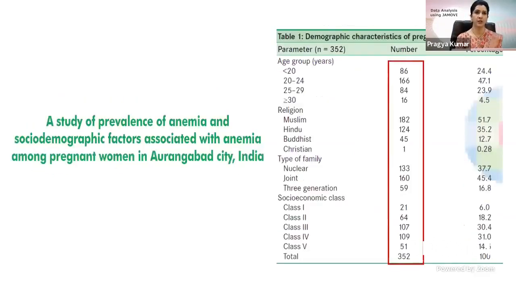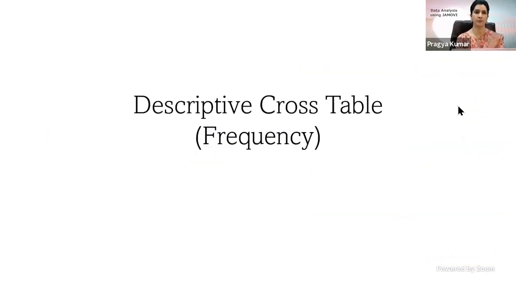Another way is, you can see here the author has written, and this is a study of prevalence of anemia and the socio-demographic factors associated with the anemia among pregnant women in Aurangabad city. And you can see here that the author has given the age and the class interval which he has taken, it is 5 years. So you can see less than 20, 20 to 24, 25 to 29. And again, religion, socioeconomic class, etc. He has given the number and percentages in a separate column. So both can be done. It is up to you.